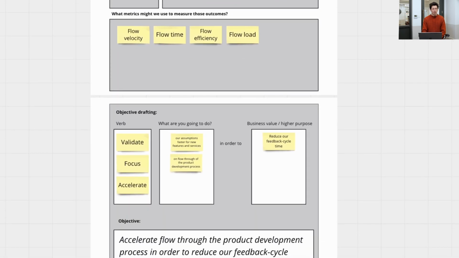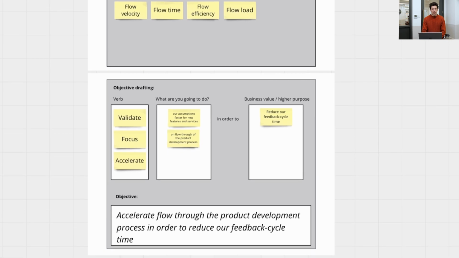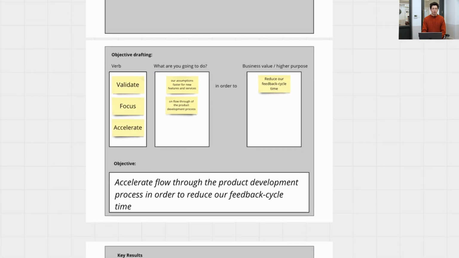Once again, they did some brainstorming about how they'd draft the objective, and what they finally landed with was accelerate the flow through the product development process in order to reduce our feedback cycle time.